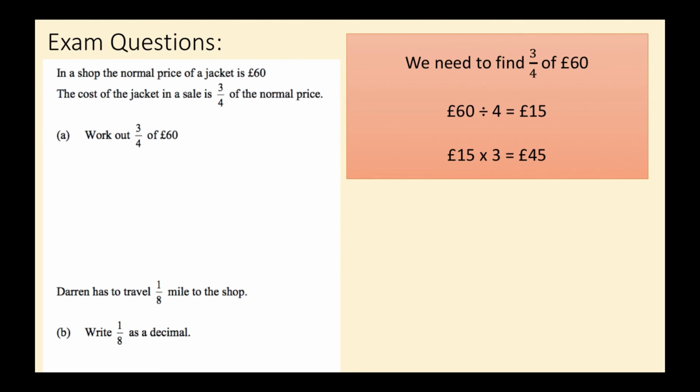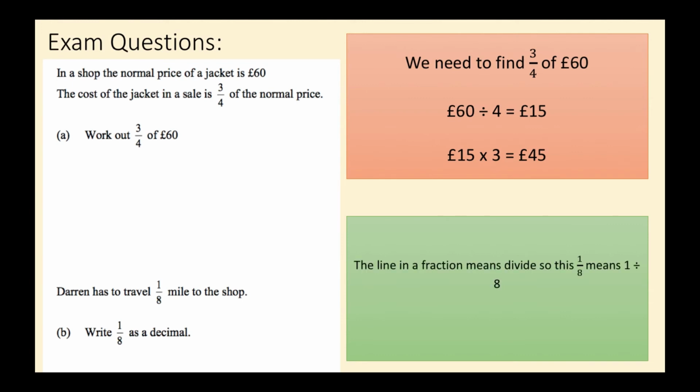Darren has to travel 1/8 of a mile to the shop. Write 1/8 as a decimal. Okay, 1/8 as a decimal. Now, I would recommend that you learn some of these, but if you don't know them just yet, you can use your calculator. The line in a fraction means divide, so you can just do 1 divided by 8 on your calculator. Make sure you put the smaller number in first and not 8 divided by 1. So 1 divided by 8. And that's 0.125, and that will be your answer.